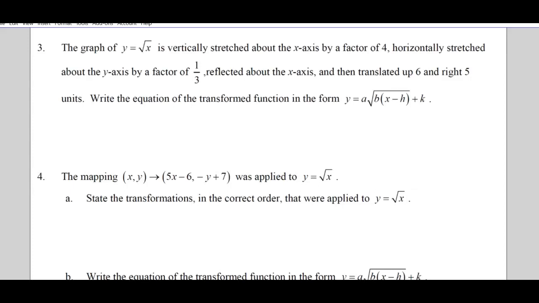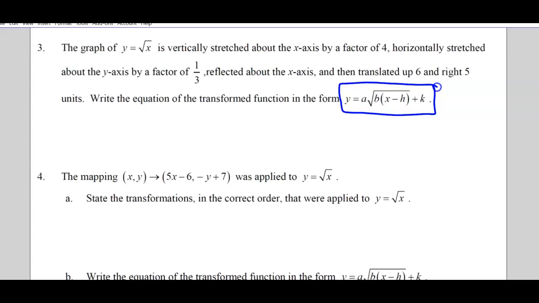Here's a common type of question that you might get. The original base graph is vertically stretched, in this case by a factor of 4, horizontally stretched, reflected, translated. Be very careful about what form to write it in. In this case, it's okay to have an A value and a B value, no horizontal and vertical. Just keep them in there. If it didn't have the B or the A, you'd have to use your properties of square roots to show it that way.